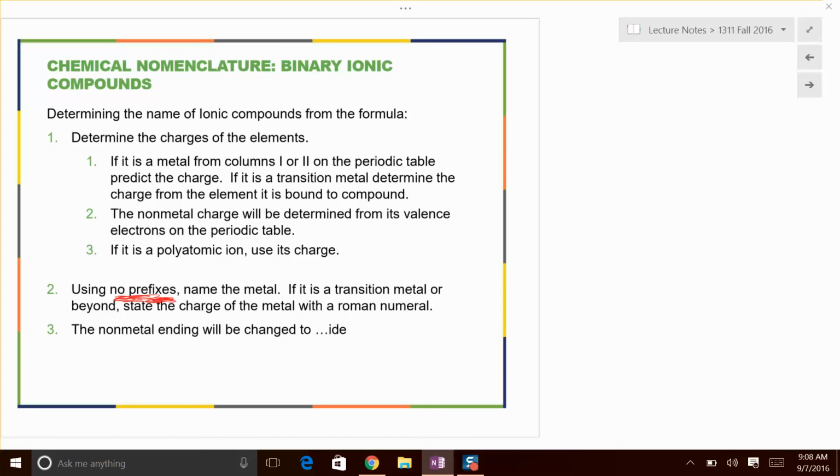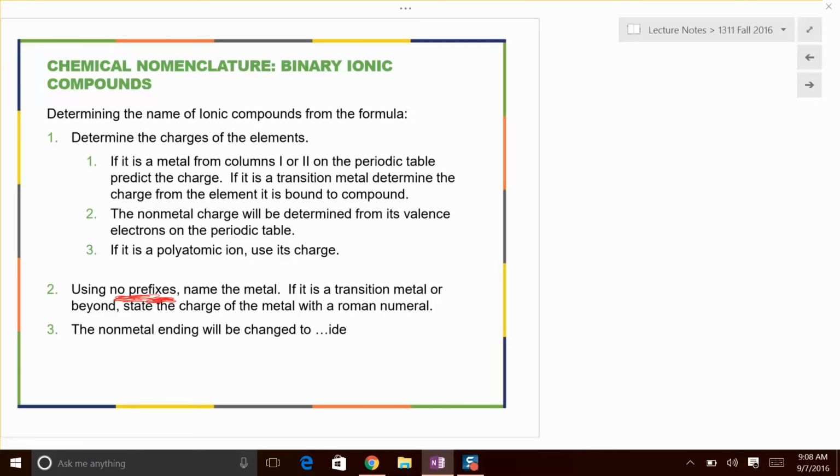If it is a transition metal, if I had just said iron, I don't know which iron you're talking about. Is it iron plus 1, plus 2, or plus 3? Because I can't predict the charge here. So you have to tell me which iron you're using. Iron 1, iron 2, iron 3, to tell me the charge of the iron in the compound. Okay? So you use a Roman numeral to do that. The non-metal ending will be changed to "-ide".